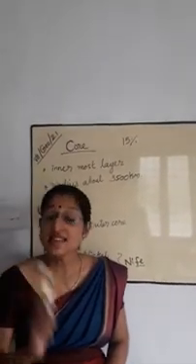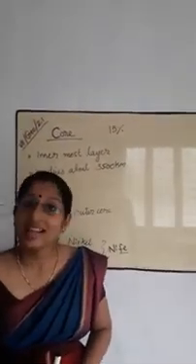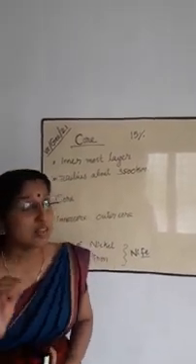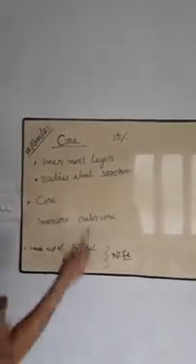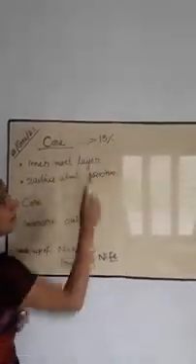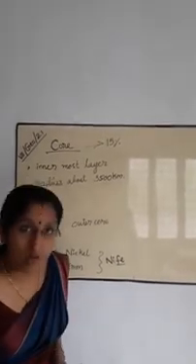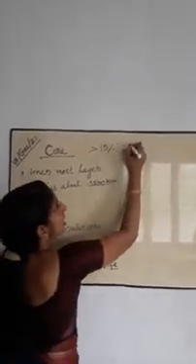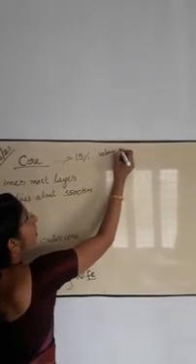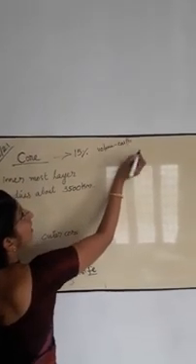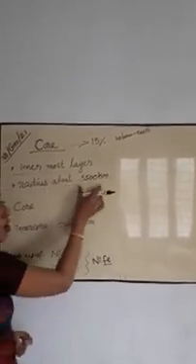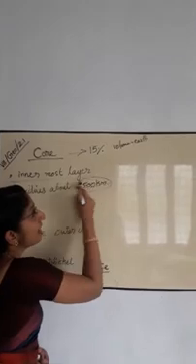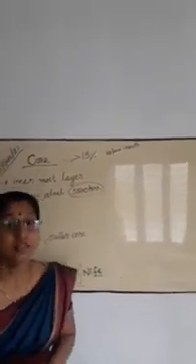Core, the innermost layer of our earth, that is core. Only 15% of the volume of our earth is core. This is the innermost layer. Its radius is about 3500 km.